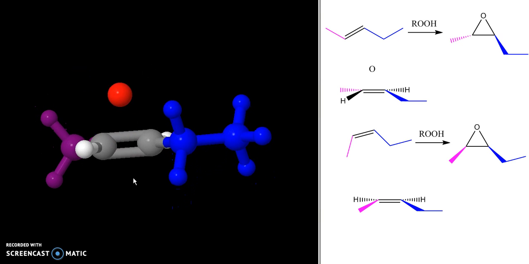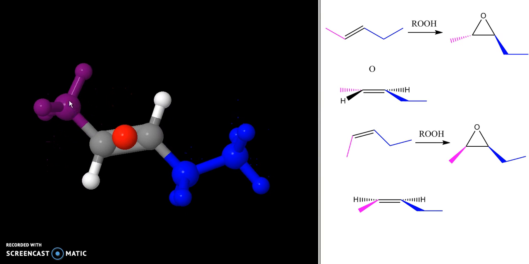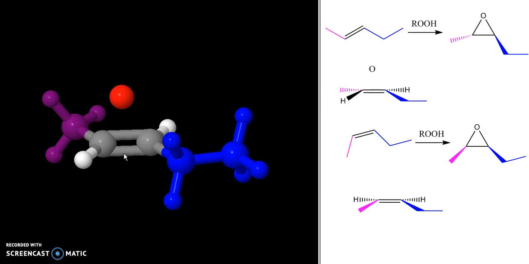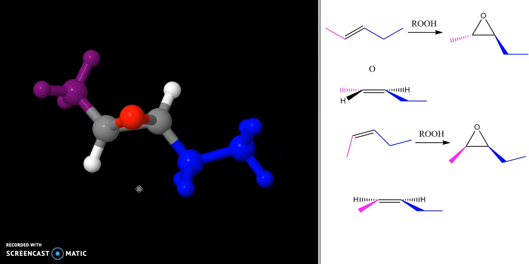And since all of the bonds are made simultaneously, the two new bonds are made, there's no time for the relative position of these two groups, my methyl group and my ethyl group, to change locations. Since they're trans to one another in my alkene, when I form these new bonds, they'll be trans to one another in my epoxide. And you can see I've formed my epoxide, and those two groups are still trans to one another.